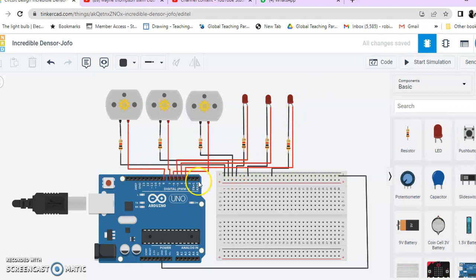On my Arduino board, I have pin 0, pin 1, all the way up to pin 13. And on these pins, I can place either 0 volts or 5 volts. So that's the concept.